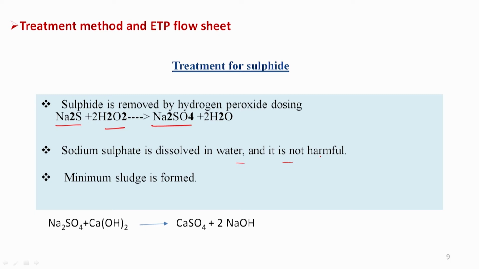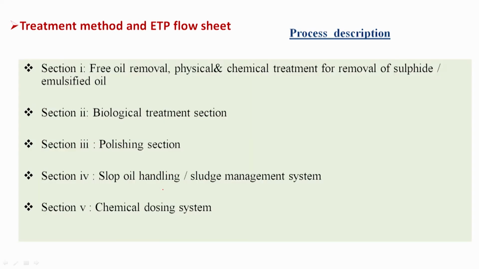more harmful, but further this can be removed by adding calcium hydroxide. So, calcium sulphate will be produced and 2NaOH, and as we have already discussed in the case of the sugar industry, this calcium sulphate can further be removed by using polyelectrolytes. So, minimum sludge is formed, that is our objective, to produce less sludge.